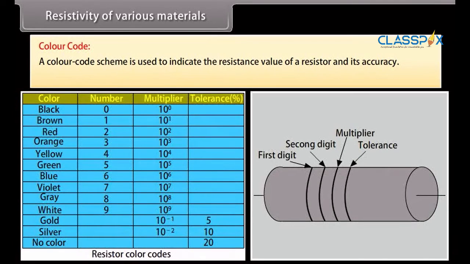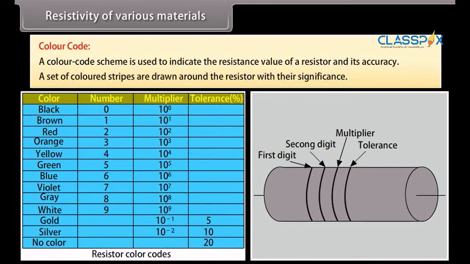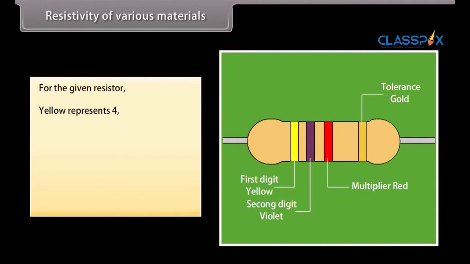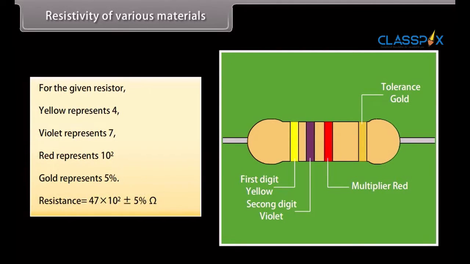A color code scheme is used to indicate the resistance value of a resistor and its accuracy. A set of colored stripes are drawn around the resistor with their significance. Let's take an example. For the given resistor, yellow represents 4, violet represents 7, red represents 10 raised to the power 2, and gold represents 5%. On combining the above data, the total resistance of the given resistor is 47 × 10² ohm with 5% tolerance.